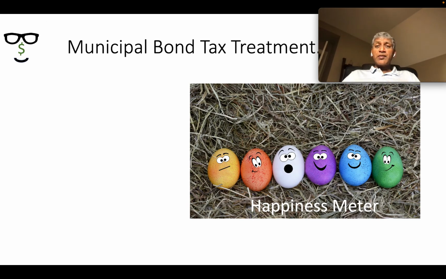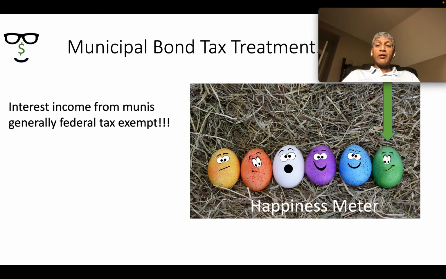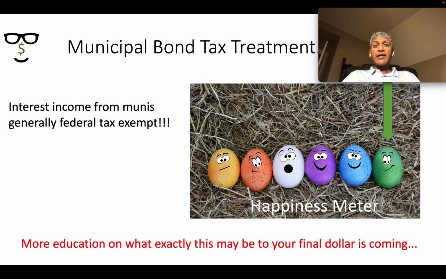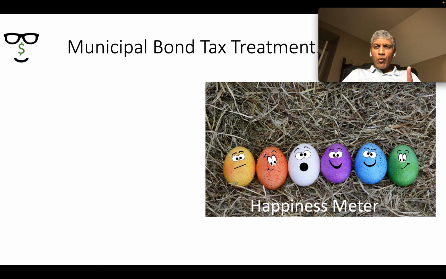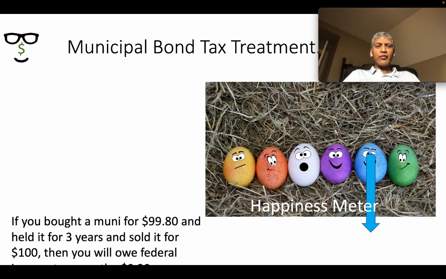So let's come up with this thing that I'm going to call the happiness meter. When you look at the munis, the first thing you understand is munis are generally exempt from federal taxes. And so, kumbaya, on the happiness meter, we are all the way on the far right. That is fantastic. I'm going to be educating you a little bit on even the federal tax side of the house. But for now, let's just say we are super happy. No federal taxes for municipal bond holders. And one more thing for you to remember, just a very, very small thing.